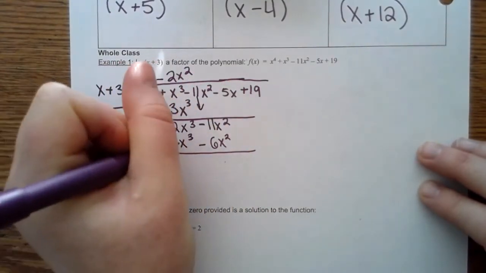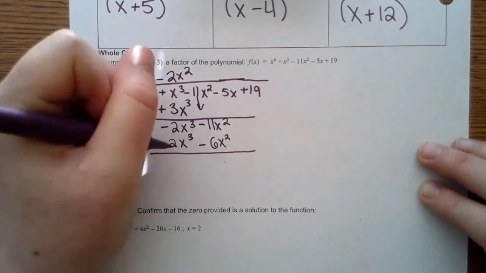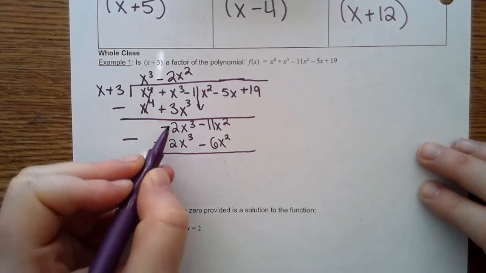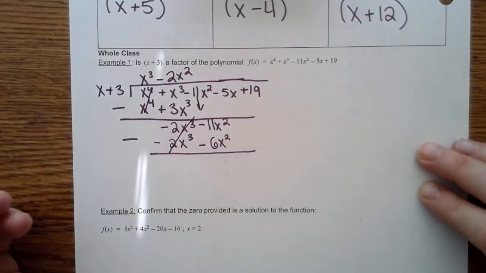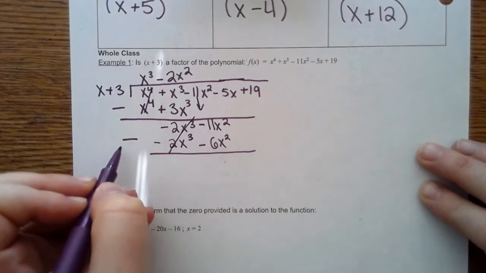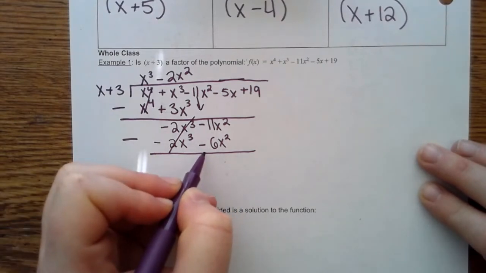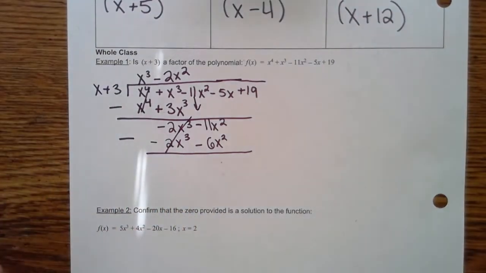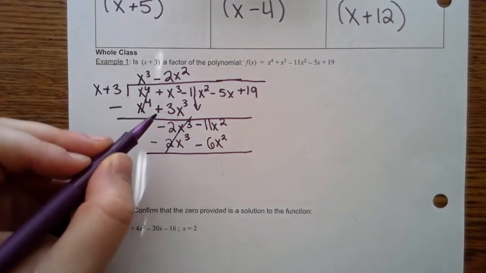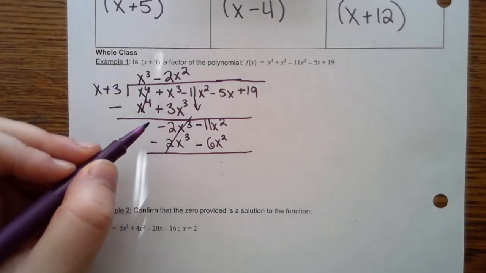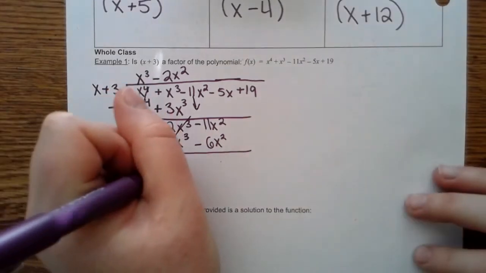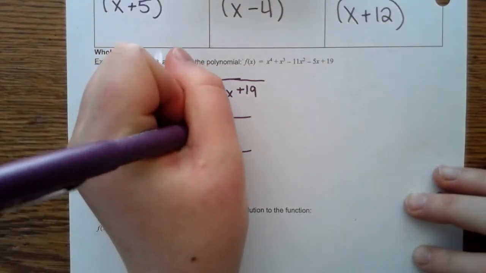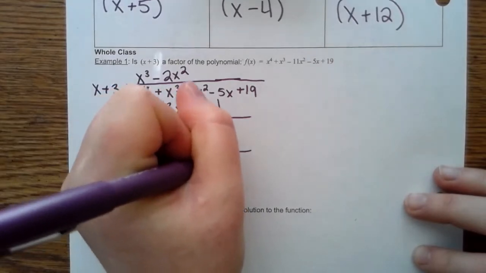The goal is to always get rid of the first number. So I got rid of that first number. Now I'm getting rid of this. Negative 2x cubed minus negative, so this becomes adding. So this goes away. Great. Negative 11x squared minus negative 6x squared is really adding. So when I add them, negative 11 plus 6x squared is going to be negative 5x squared. And then I drop one down, minus 5x.